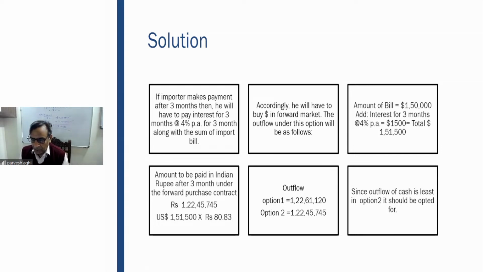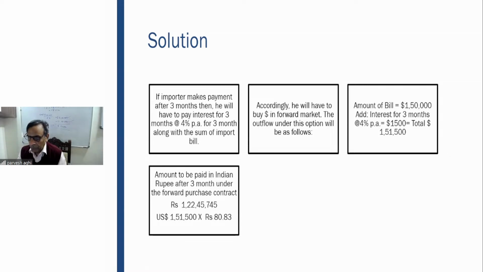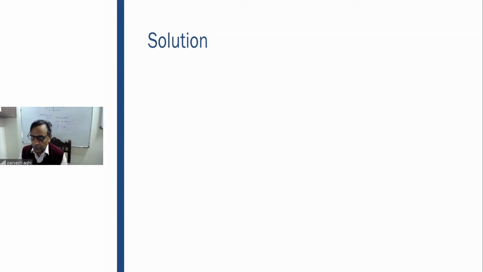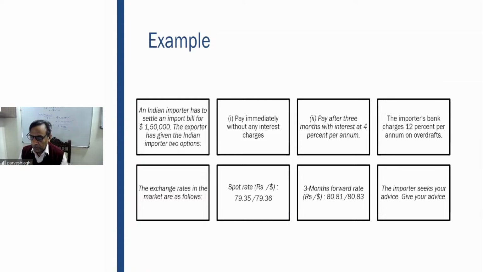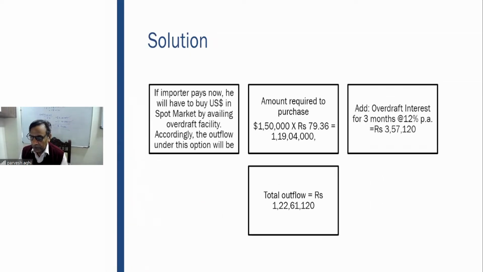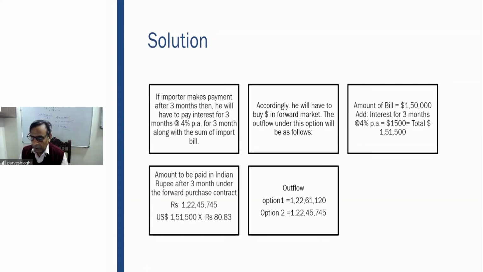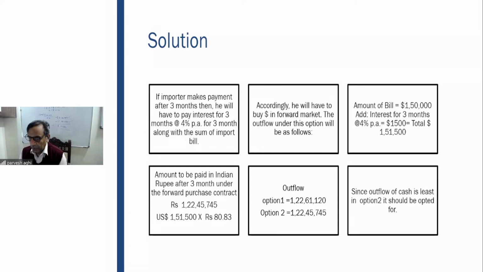So if he pays immediately, it is 1 crore 20. The first option was pay immediately, which is coming to be 1 crore 22 lakhs 61,000. But if he pays in the forward market, he has to pay only 1 crore 22 lakhs 45,000. Just calculate that. If my calculations are okay, then it seems that the second option would be better. Okay, fine.